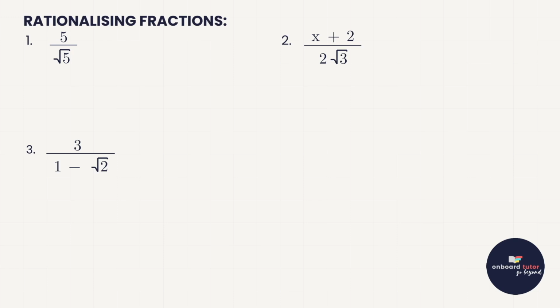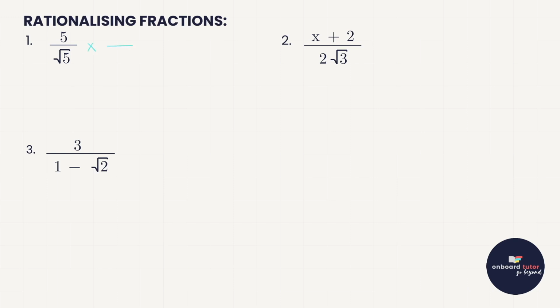And the way you do this is quite straightforward. We simply want to multiply by 1. Okay, because if I times anything by 1, I just end up with the thing that I started with. So 5 over root 5 times by 1 will be equal to exactly the same thing. But what we need to do is be crafty about how we multiply by 1.